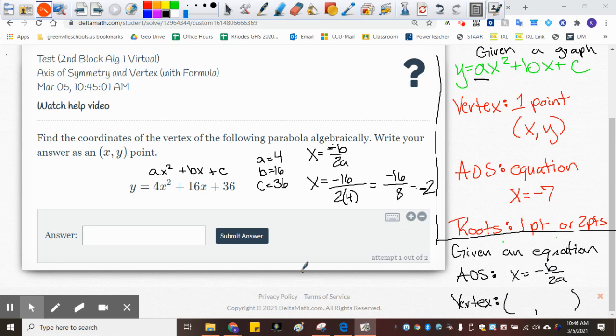So negative 2 will be the first part of your vertex. Whatever you get for your axis of symmetry is always the x of your vertex. And then you have to solve for y. So I have negative 2 in an equation. So to find y, I just plug negative 2 in anytime you see an x.